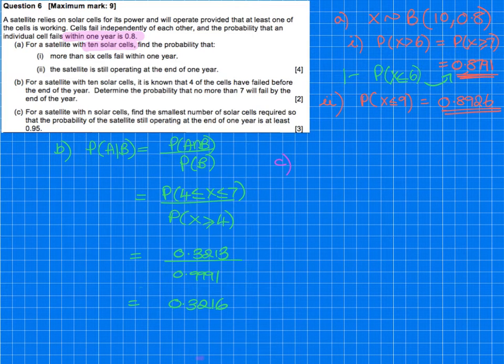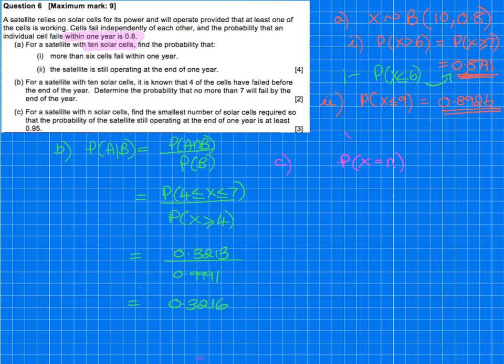Okay, part C of the question is a little bit tricky. It says, for a satellite with n solar cells, find the smallest number of solar cells that is required so that the probability of the satellite still operating at the end of 1 year is at least 0.95. You've seen questions like this before. So what we do is we go, well, the only way that it's not going to be working is if we have all n fail. Okay, so if x is equal to all n.